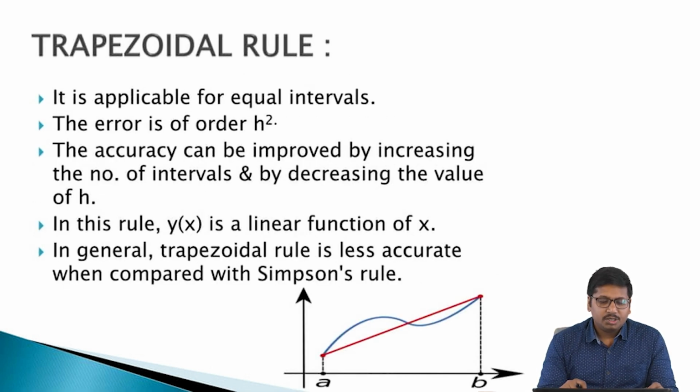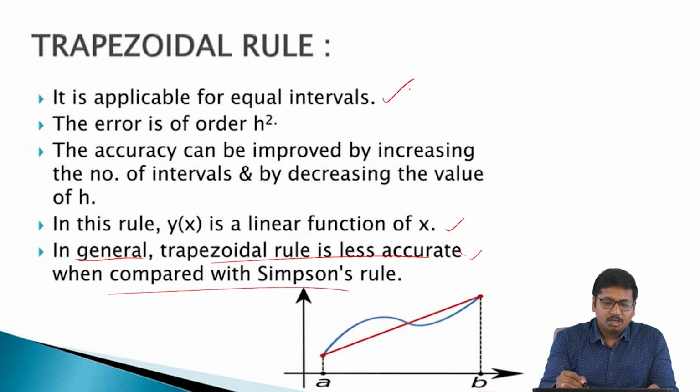So what is the trapezoidal rule? It is applicable for equal intervals, and the error is of order h squared. We can improve the integration by increasing the number of intervals and decreasing the value of h. In this rule, y of x is linear in x. In general, the trapezoidal rule is less accurate when compared with Simpson's rule. So this trapezoidal rule is applicable for equal intervals only, and the error is of order h squared.